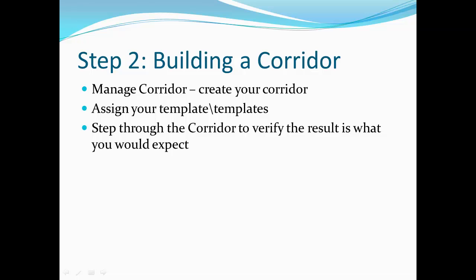Once we have the template that represents the existing pavement condition, we will create the corridor, assign the template, and step through the project to make sure that the template is performing as expected. After that verification, we will be ready to create a surface and create some existing pavement cross-sections.